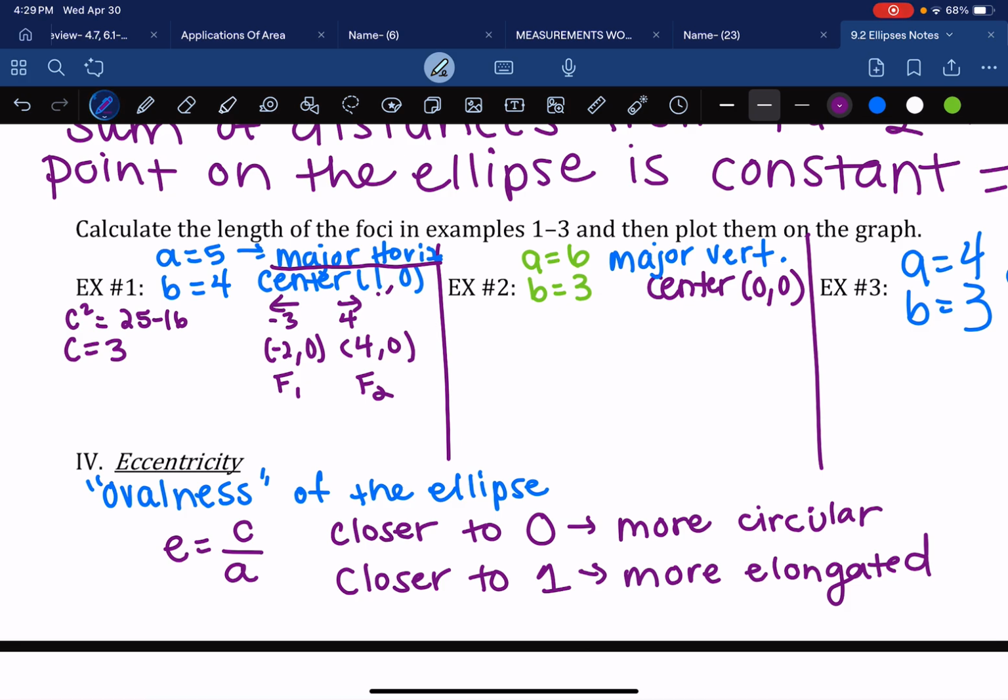Okay, for time's sake, if you would like to find the answer for example 2, then you look on Canvas.